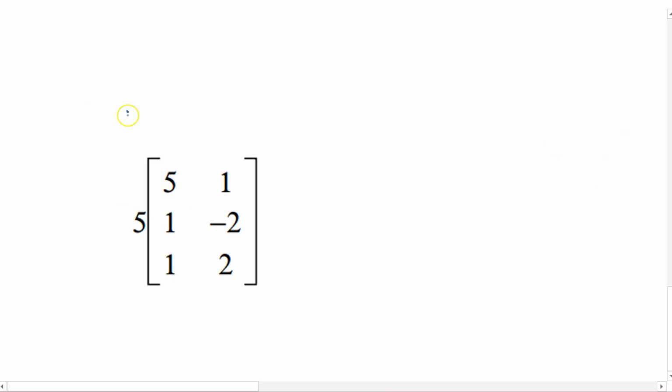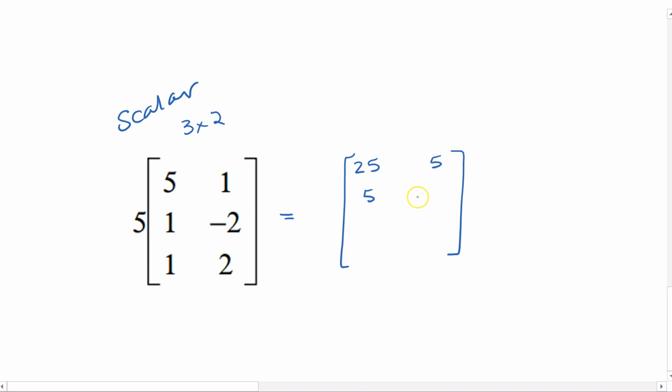Now this is called scalar multiplication, where I'm actually going to scale this up. I'm going to multiply everything by the same factor. And to do that, I'm starting off with a scalar, and I multiply it by everything in this 3 rows, 2 columns, so a 3 by 2. I'm going to get another 3 by 2. 5 times 5 is 25. 5 times 1 is 5. 5 times 1. 5 times -2 is -10. And there I have scalar multiplication.